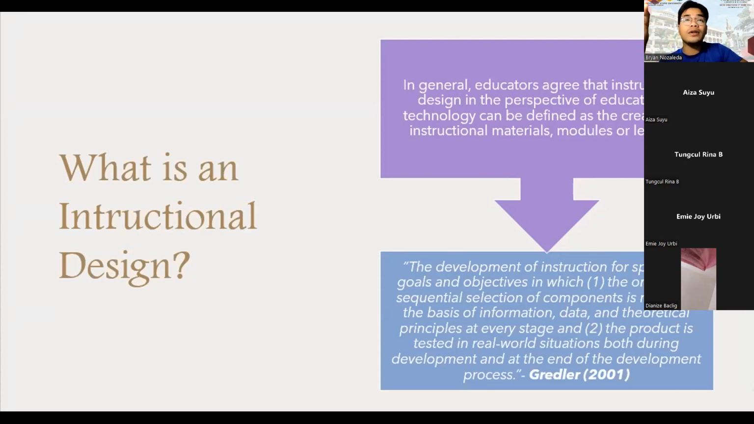Do you guys know how to write cognitive objectives already? Is that part of your lesson in your other subjects? Writing objectives? Has it been touched already? Hello? Yes, I think Aiza said they've touched it already. Yes, Miles. I think yes sir, in assessment.